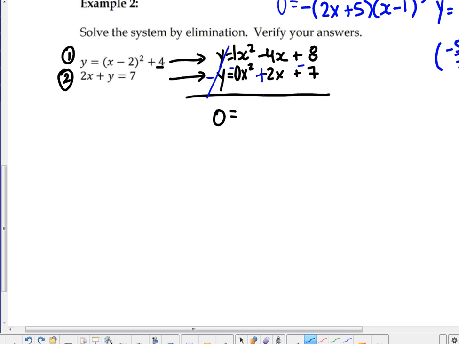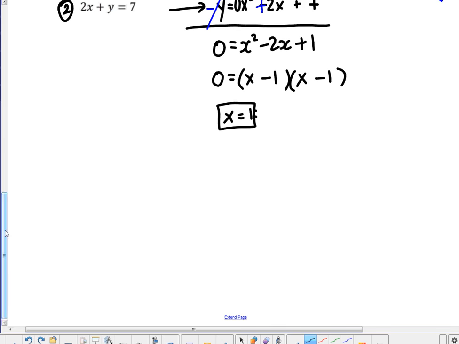Okay, 1 plus negative 0. Still 1. Agreed? Okay, good. Negative 4 plus 2, negative 2x. And 8 plus negative 7, 1. Is that factorable? Thank goodness. Otherwise, guess what we'd have to use? Quadratic formula. Okay. What does it factor to? Minus 1 and minus 1. I love when that happens.